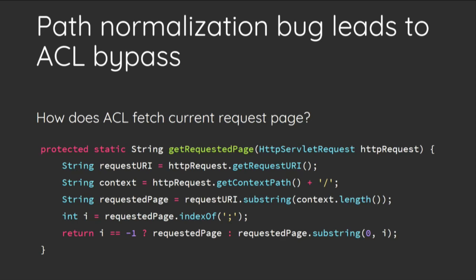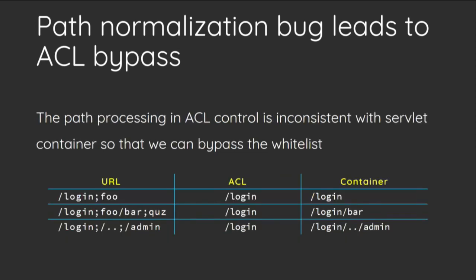So what's the problem? In order to handle URL path parameters, Nuxeo truncates the path by semicolon. As I mentioned before, the behaviors of URL path parameters are various. Every web server has its own implementation. Nuxeo's way may be safe in containers such as WildFly and WebLogic, but now it runs on Tomcat. The difference between Nuxeo and Tomcat will lead to a security problem. So due to this inconsistency, we can forge a request that matches the whitelist in access control, but reaches the unauthorized area in Nuxeo.